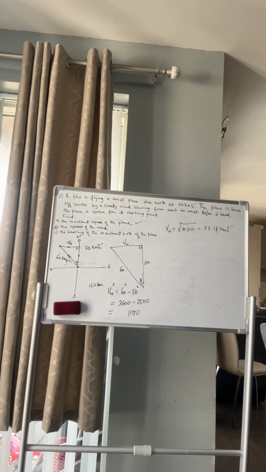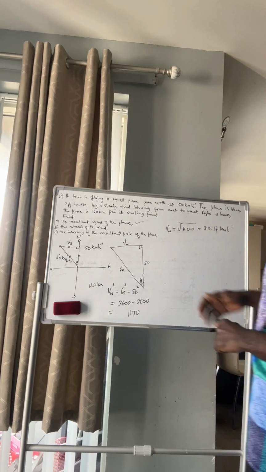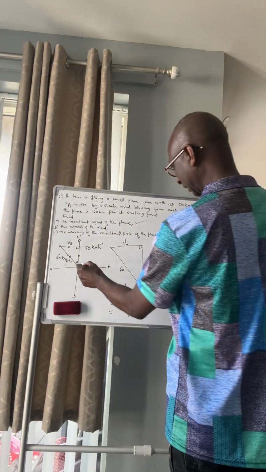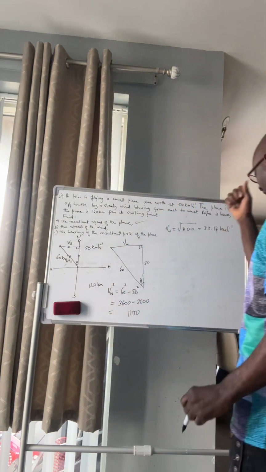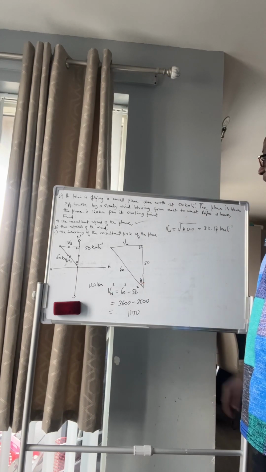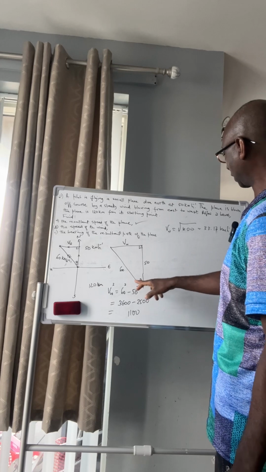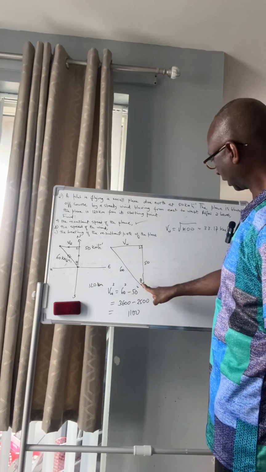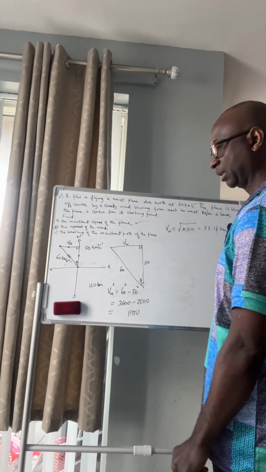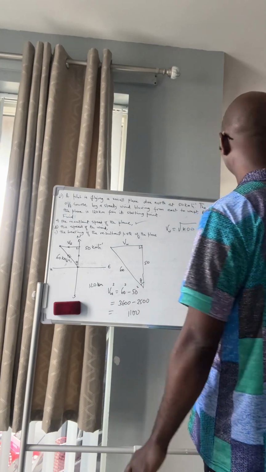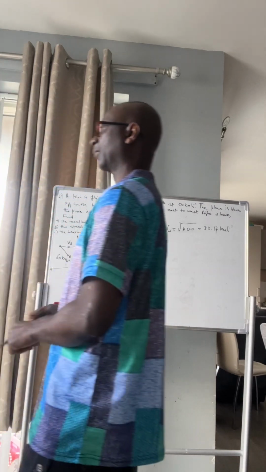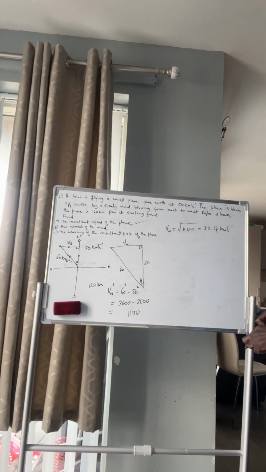And finally, it says find the bearing of the resultant path of the plane. That is this one here. That is the bearing, the angle we are asked to find. Again, we can find it from here. You have 50, you have 60 here. This is the adjacent side. This is the hypotenuse. Which trig identity do you use? You use the cosine, isn't it?